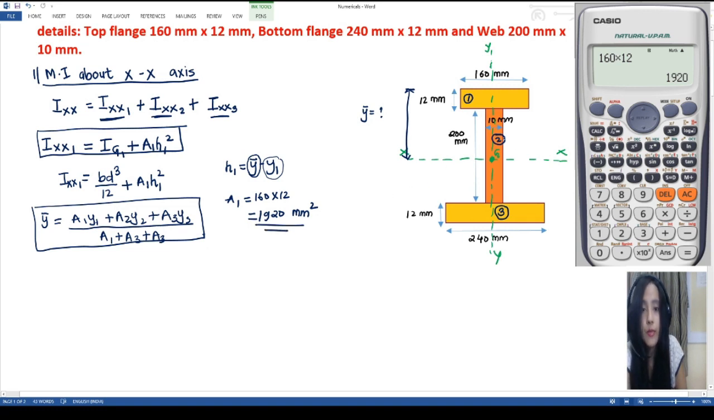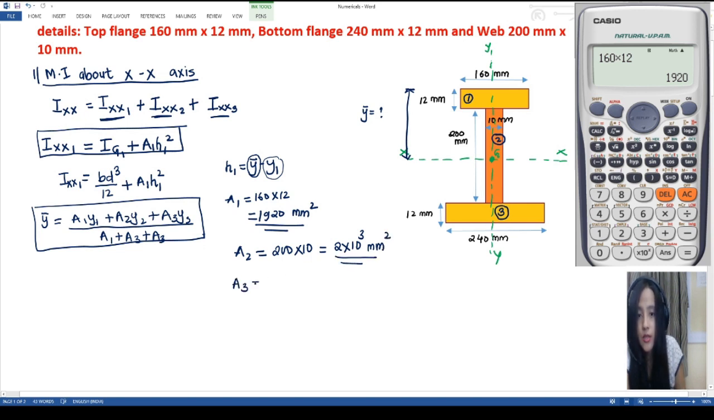Now how much will be my area 2 for the web portion? My area 2, A2, will be equal to 200, which is the depth of this web portion, into its thickness. It's 200 into 10. This is easier. This will become equal to 2 into 10 raised to power 3 mm square. So this is my area 2.